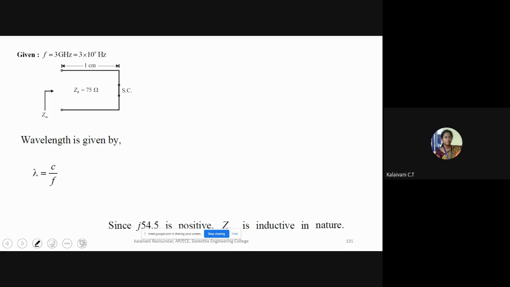Before that, we'll find lambda. Since the frequency is given, we'll go with it to find lambda. Frequency is 3 into 10 power 9, given in the question. C is the velocity of light, 3 into 10 power 8. So 3 into 10 power 8 divided by 3 into 10 power 9 will be equal to 0.1 meters. Since the length is given in centimeters, I will convert this into centimeters, that is 10 centimeters.